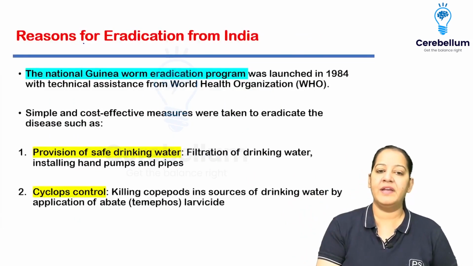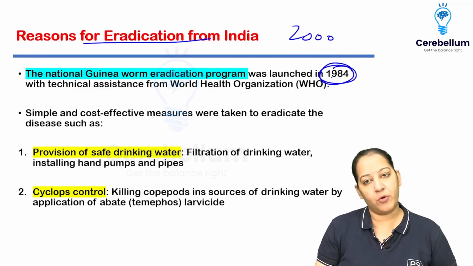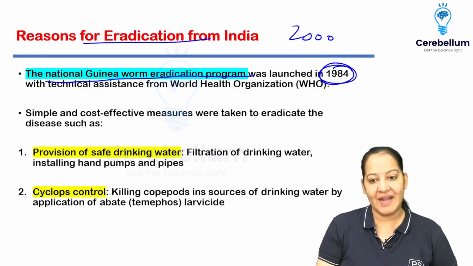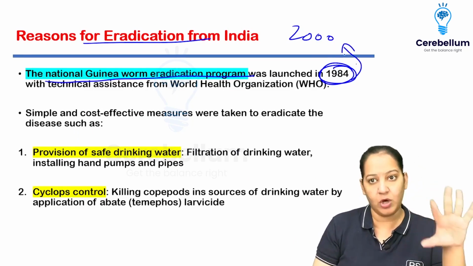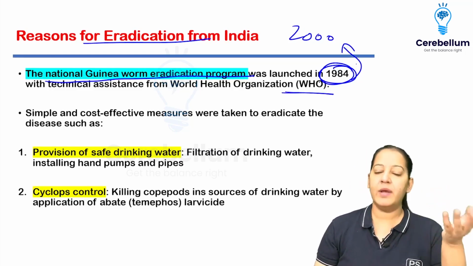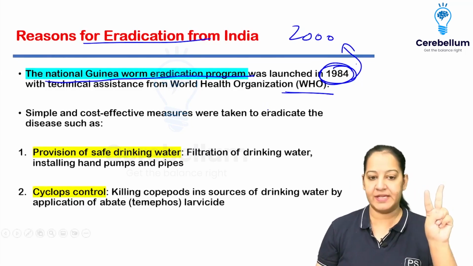Now I told you in India it is already eradicated in 2000. Actually in 1984 a national program was launched, National Guinea Worm Eradication Program. So since 1984 it took many years till 2000 to get eradicated from India. It was launched by the WHO. So in this program two things are done. The National Guinea Worm Eradication Program, two things are done.